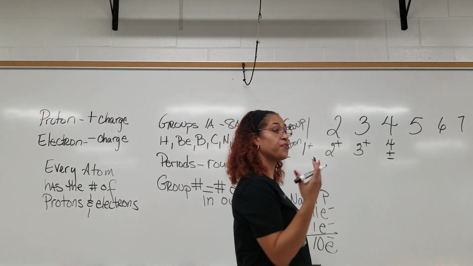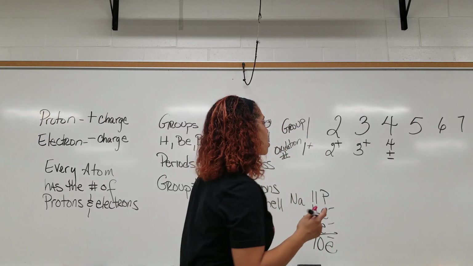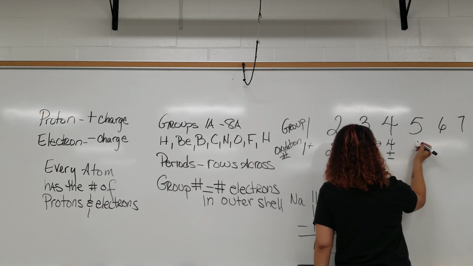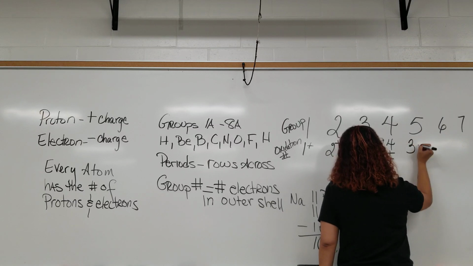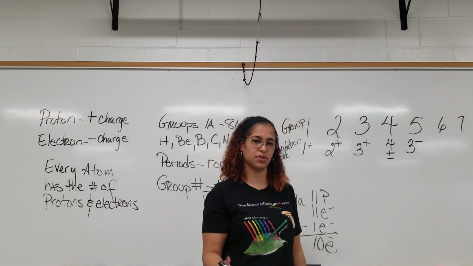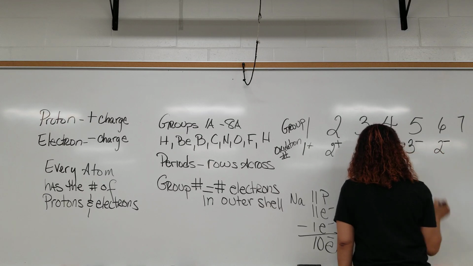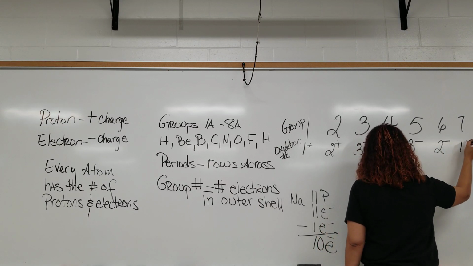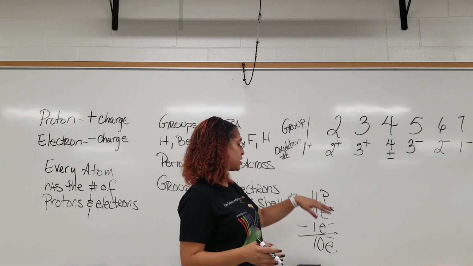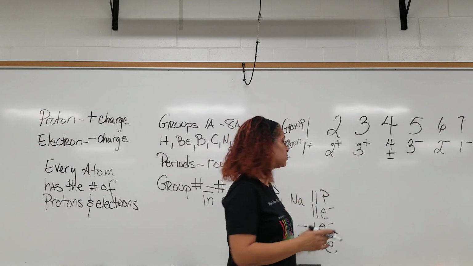Group 5 already has more than half of the electrons it needs. So it is going to gain 3 electrons to have a charge of 3 minus. Now it has more negatively charged particles than positively charged particles. Group 6 is going to be 2 minus, and group 7 is going to be 1 minus. Now, an easy way to remember how the oxidation numbers move as you go along from 1 to 7.